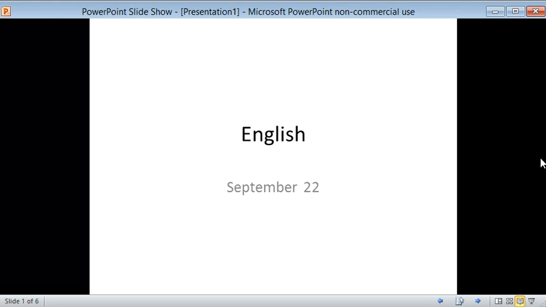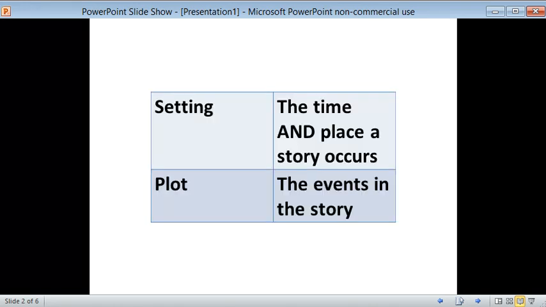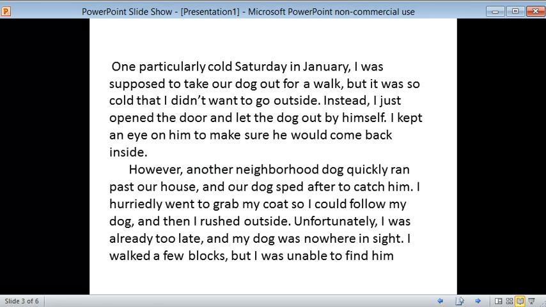So, let's go ahead and review a couple of terms. You don't need to write these down because you've written them down several times before. Setting means the time and the place where the story occurs. And plot is the events that occur in the story. These are the two key parts to this objective. Today we're going to practice using a new story, and then we'll move on to The Giver. So on your guided practice worksheets, let's follow along as I read on the video.